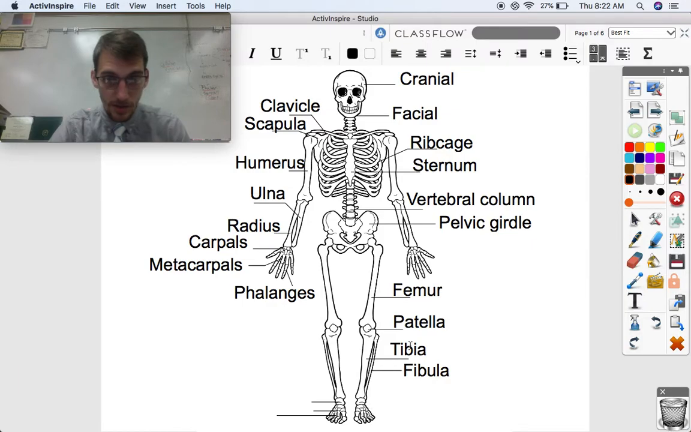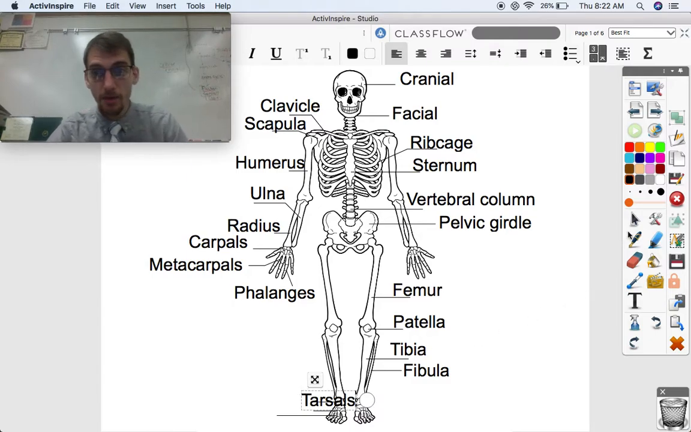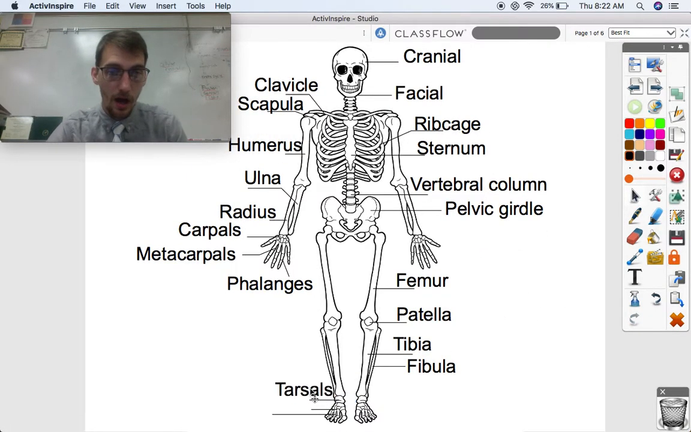Okay, so your tibia makes up your shin. Your fibula is a non-weight-bearing bone that lies posterior and lateral to the tibia. All right, we're taking a while here, so we're going to move on. The ankle bones are called the tarsals. So very similar to the carpals.